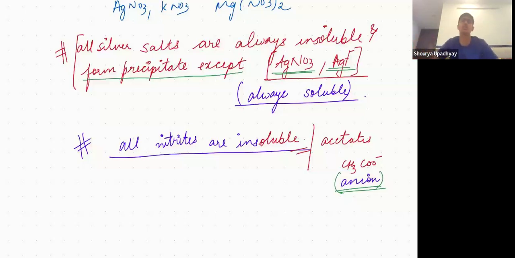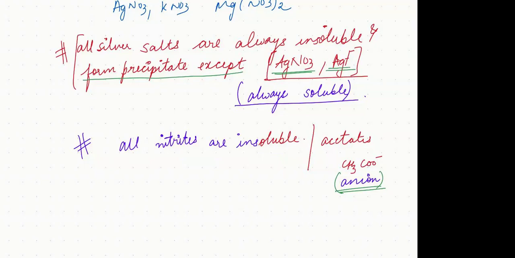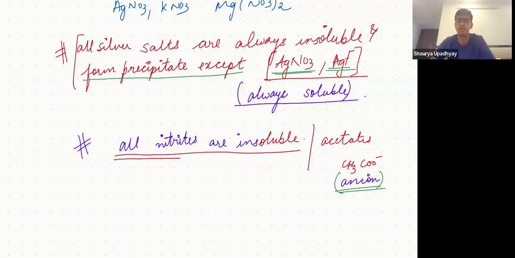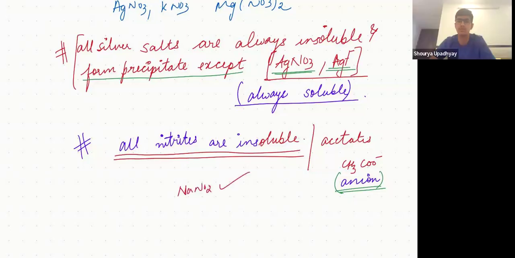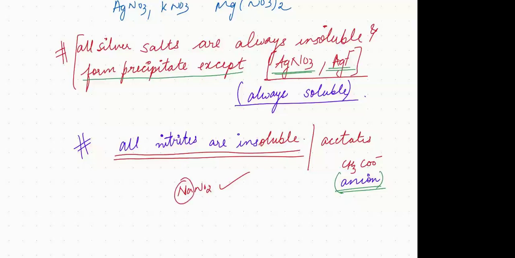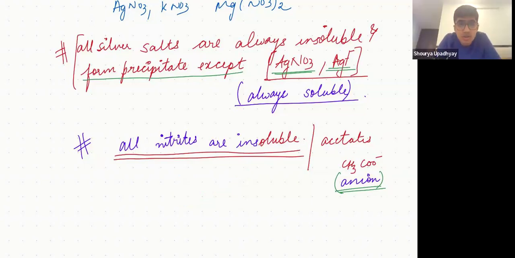Ma'am, all nitrites are insoluble. Yes, ma'am. Right? But you have to remember the case that when you talk about NaNO2, then that would be soluble. You understand? Because we have learned the rule for sodium. And when sodium becomes a cation, irrespective of whatever the anion is, the salt becomes soluble. You understand? Yes, ma'am.